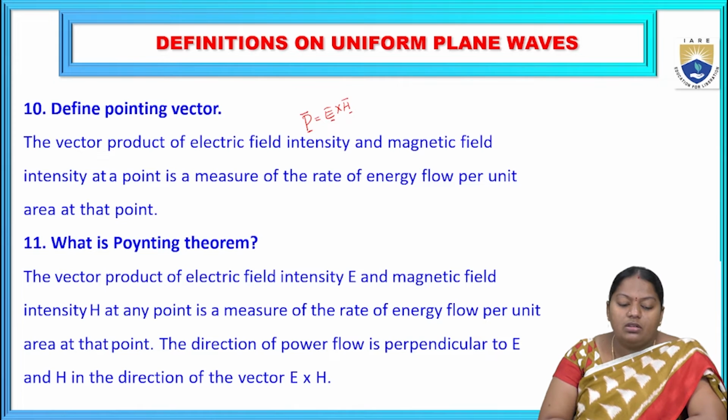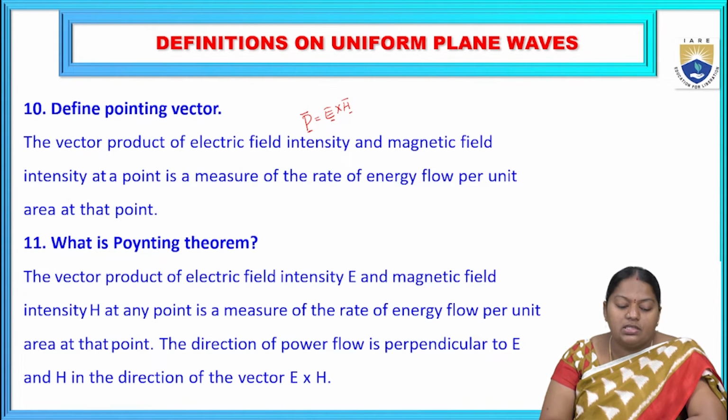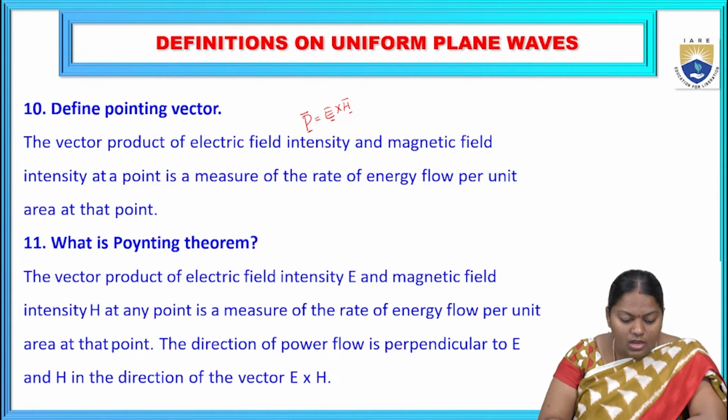So it is a vector, and the product of electric field intensity and magnetic field intensity at a point is a measure of the rate of energy flow per unit area at that particular point. It is said to be the Poynting vector. Next, what is Poynting theorem? From the Poynting vector, we will be defining this Poynting theorem.